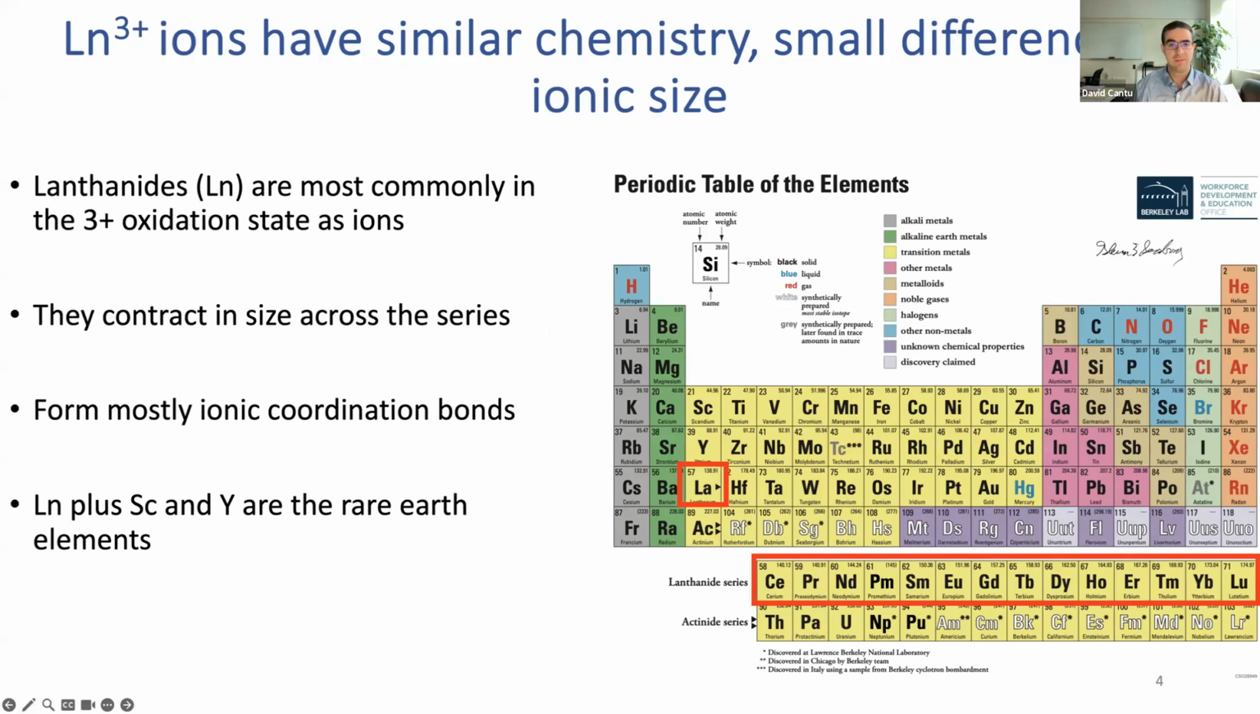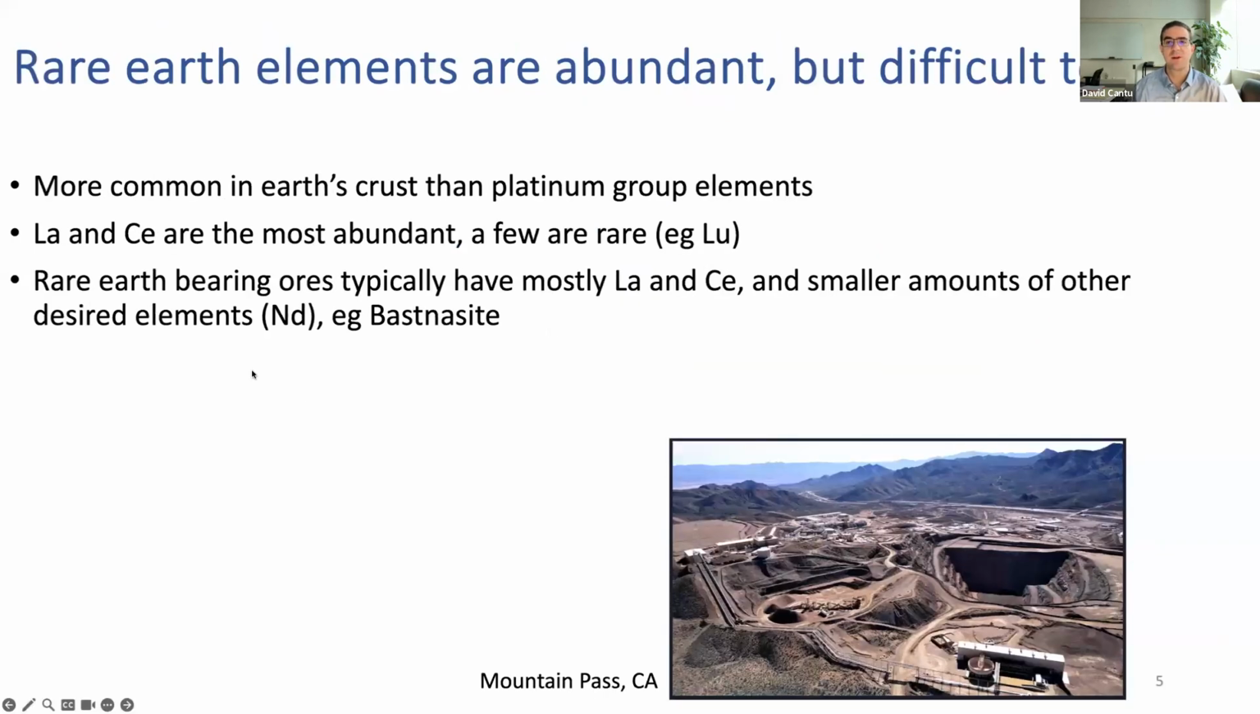And perhaps you've heard that the rare earth elements are critical materials, and their supply chains might be at risk. But they are, in fact, abundant, but they are just very difficult to purify. They're more common than platinum group elements like gold. And the most abundant ones are lanthanum and cerium, and there are some that are actually really rare, like lutetium.